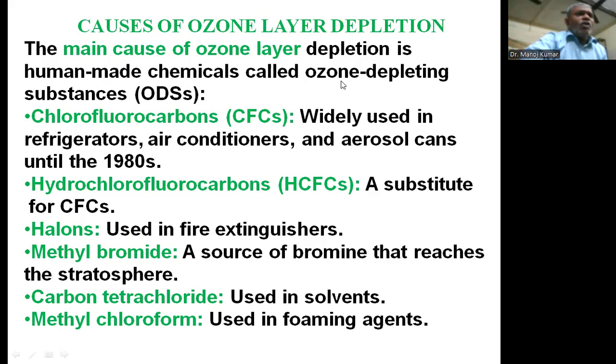The main causes of ozone layer depletion are human-made chemicals and ozone-depleting substances. Chlorofluorocarbons were widely used in refrigerators, air conditioners, and aerosol cans until the 1980s. Hydrochlorofluorocarbons are a substitute for CFCs. Halogens are used in fire extinguishers. Methyl bromide is a source of the bromine that reaches the stratosphere.